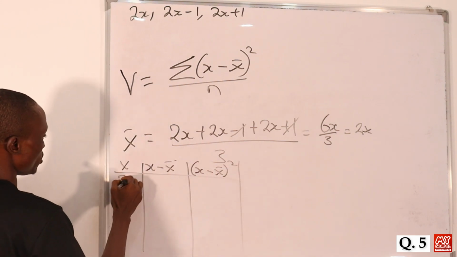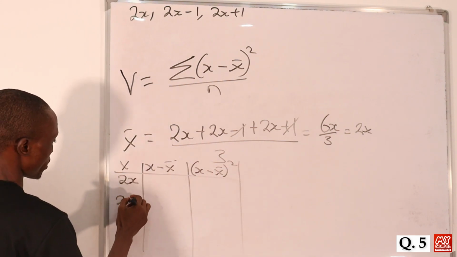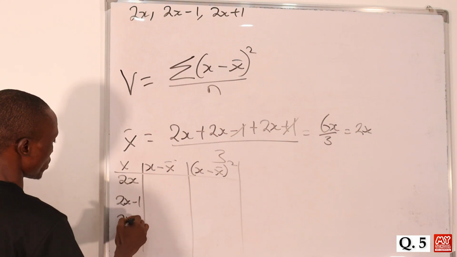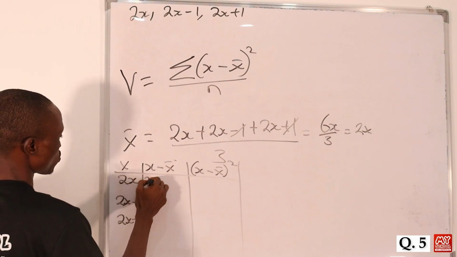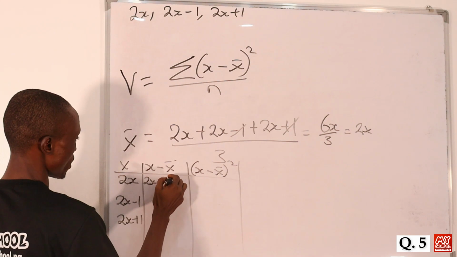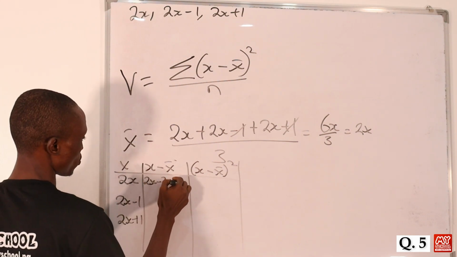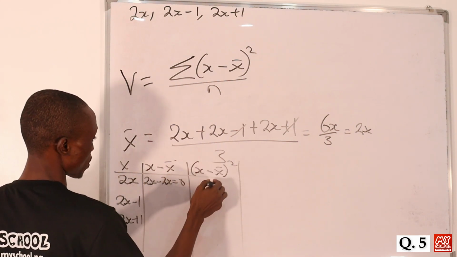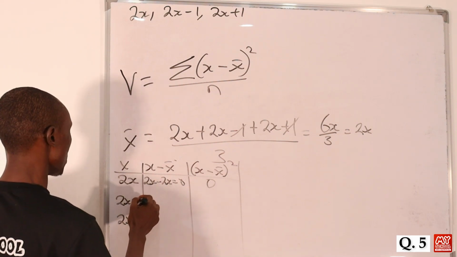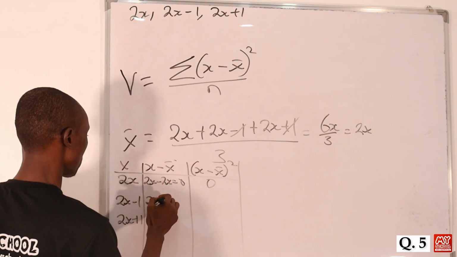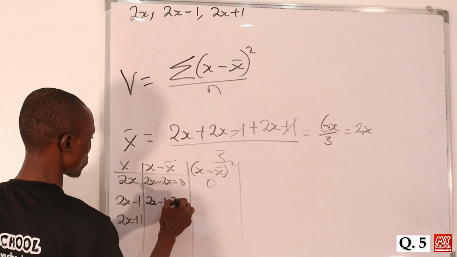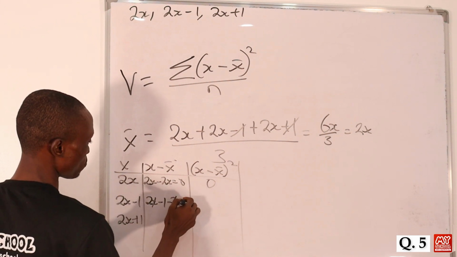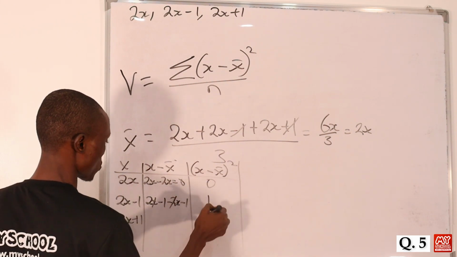Okay, so here is 2x, then we'll have 2x minus 1, then we'll have 2x plus 1. So 2x minus 2x, which is our s bar, will be equal to 0. So 0 raised to the power 2 is 0. Then here 2x minus 1, then minus 2x. So at the end of the day, we'll be having minus 1. So minus 1 squared is 1.